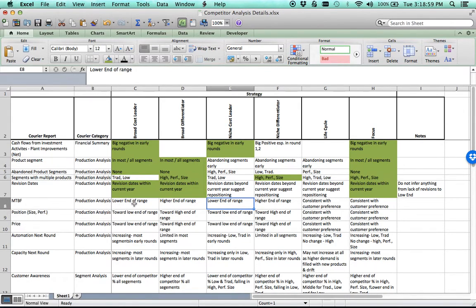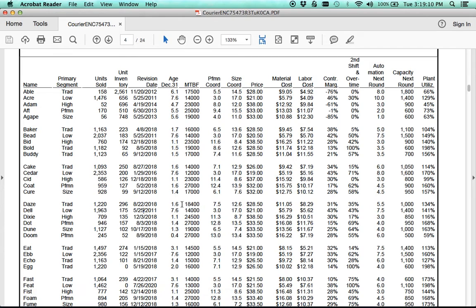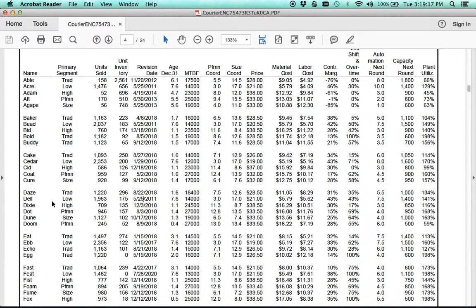So MTBF, we're really looking, is it the lower end of the range, higher end of the range, or consistent with customer preference? So it requires you to remember kind of what that range is. That's a little bit tricky sometimes, but basically you can infer it from where they are relative to everybody else. Let's see, they seem to be at a higher level than most everybody else on the traditional. Their 1400 is at the high end of everybody on low. 24.5 on their high is higher, higher, higher. These guys are a little bit higher than them, but they're near the top end on their high.